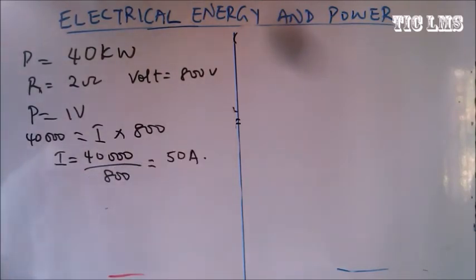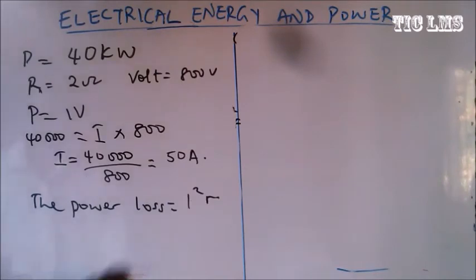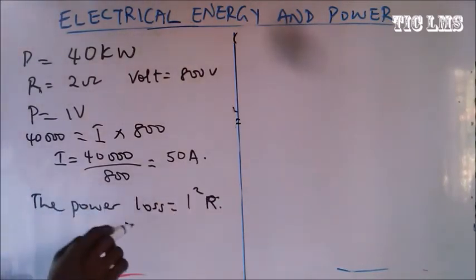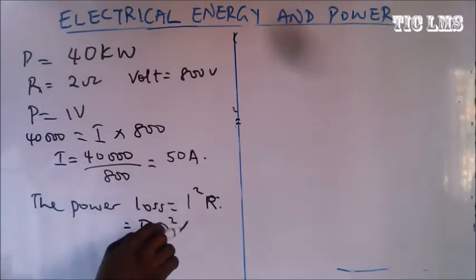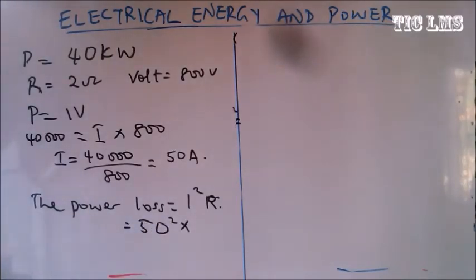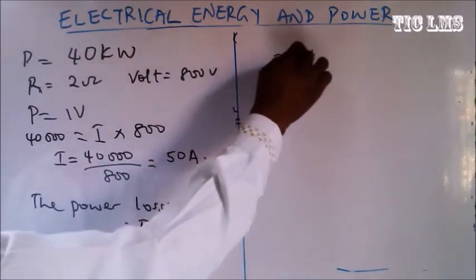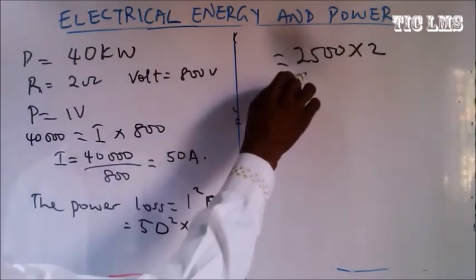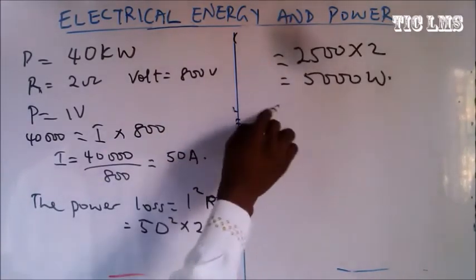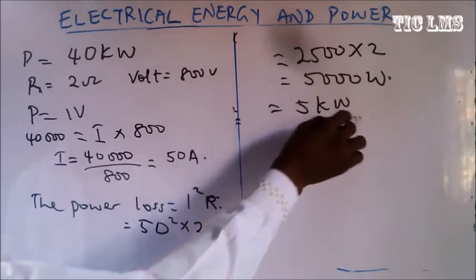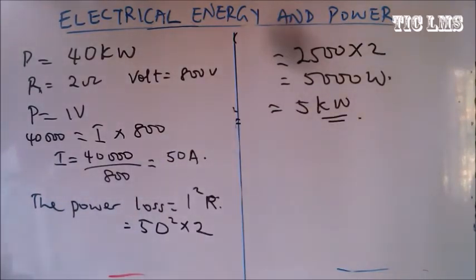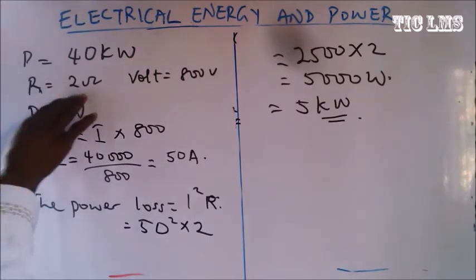Now after that, we bring in our formula for power, which is I squared R. This R is the resistance of the resistor. So I here is 50 squared times R. The R here in this question is 2 ohms. So we have 2500 times 2, we have 5000 watts. So 5 kilowatts is the power that is lost due to the resistor.